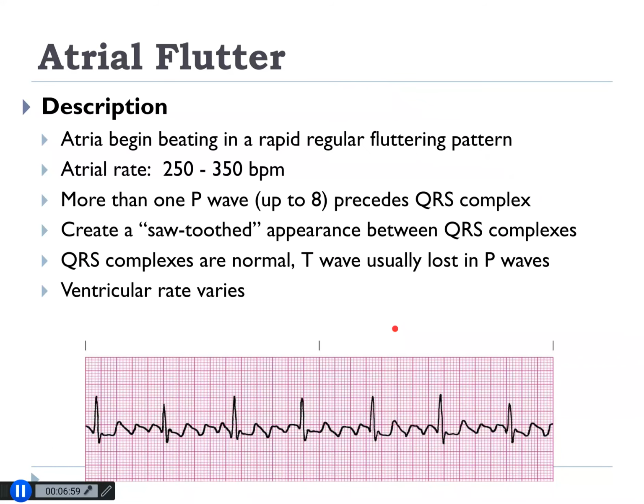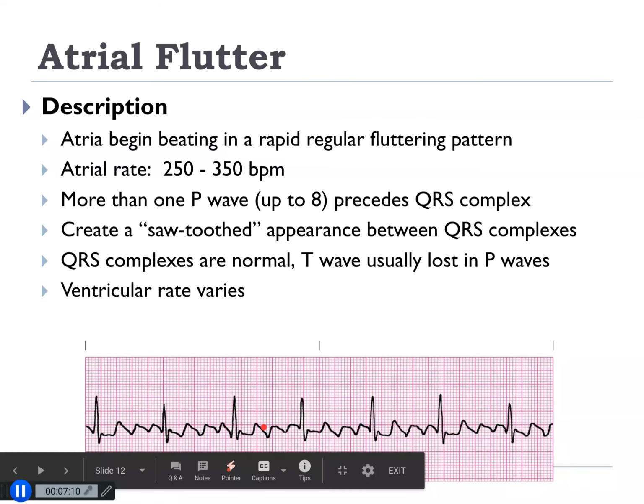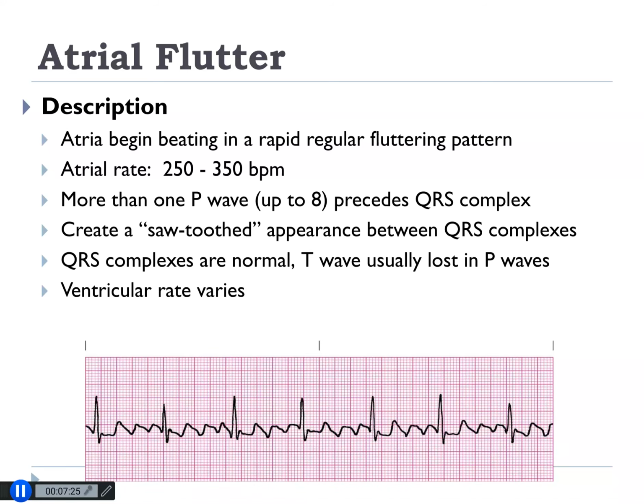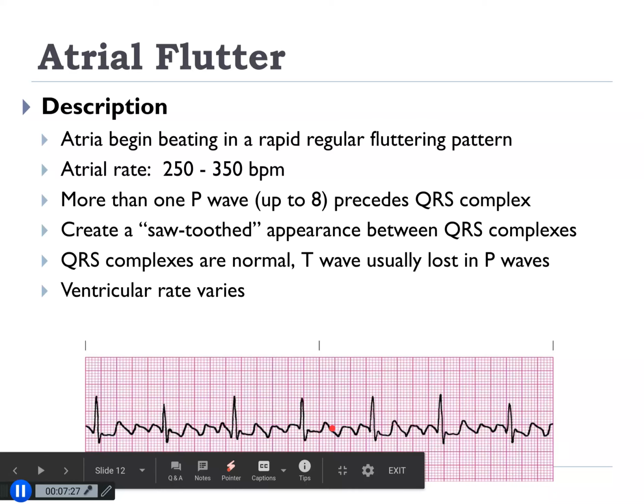So basically, this is when the atria begin beating in a rapid and regular fluttering pattern. Quite fast, right? So you're going to have more than one P wave before each QRS complex, sometimes up to 8 P waves, which creates this sawtooth appearance between the QRS complexes. The QRS complexes are going to be normal, except for the fact that the T wave is usually lost within all those P waves. And then the ventricular rate can vary depending on how well these P waves in the atria are actually conducting down the pathway into the ventricles, right?